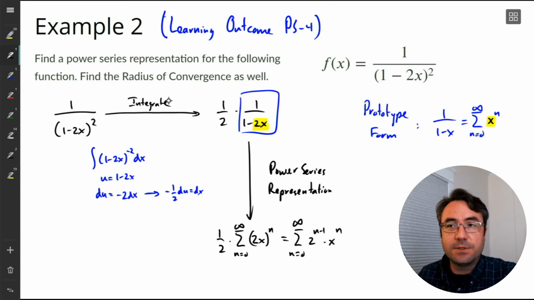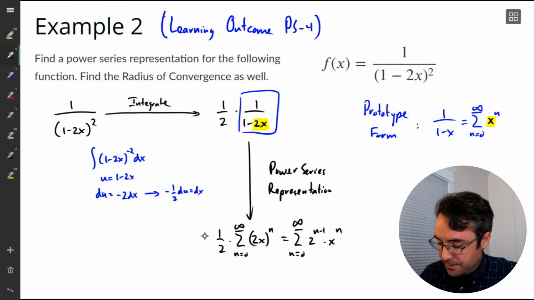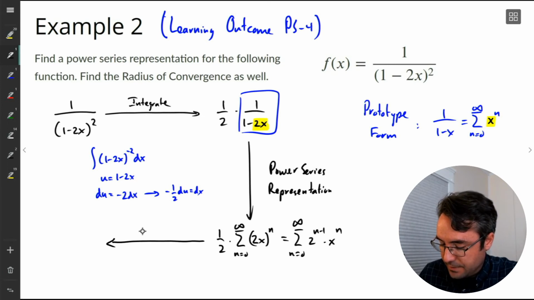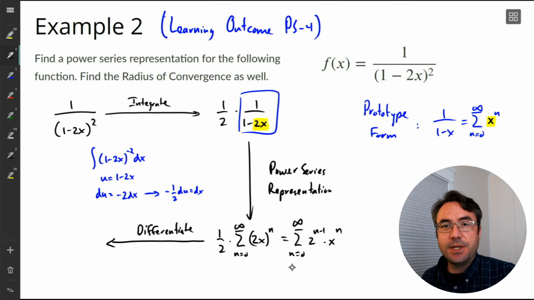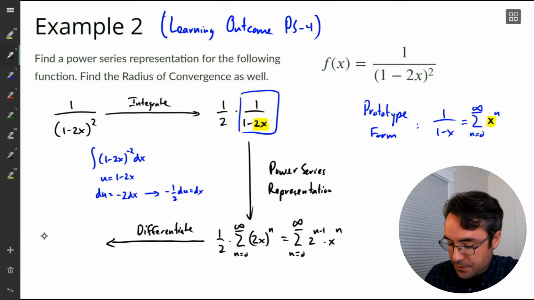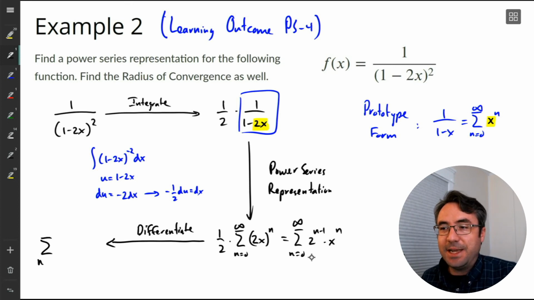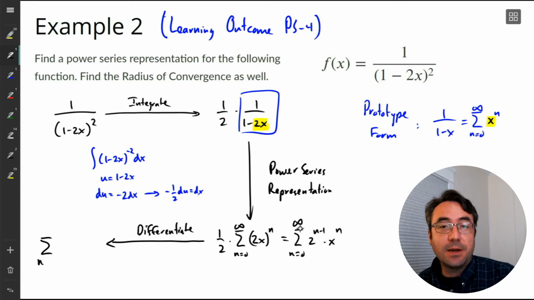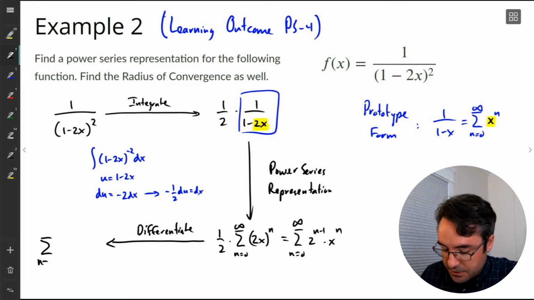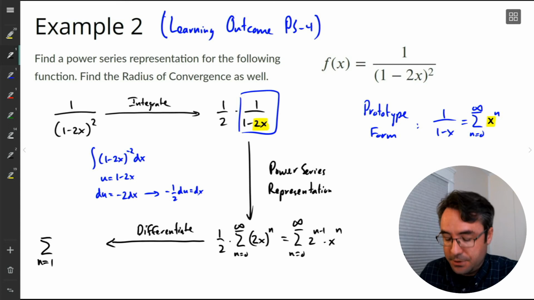So we have to work backwards. So we integrated. How do we work backwards with integration? That's differentiation. So we're going to differentiate this power series. And the way we do it is term by term. So it's going to be the sum from... Now when we differentiate, when n is 0, we're going to have a constant term here. So the n equals 0 term, when we differentiate it, is just going to become 0. So our sum here is going to be from n equals 1 to infinity.